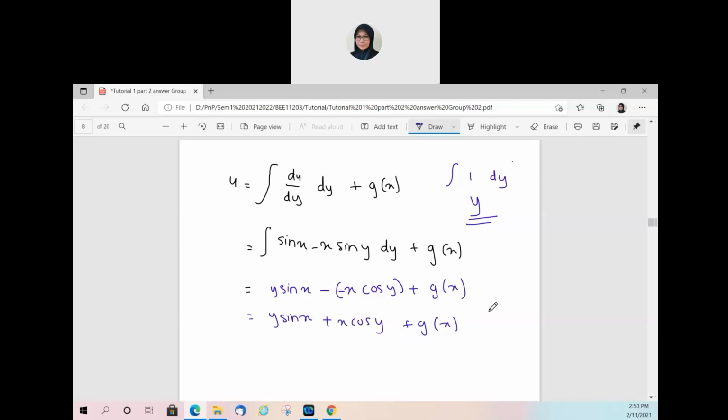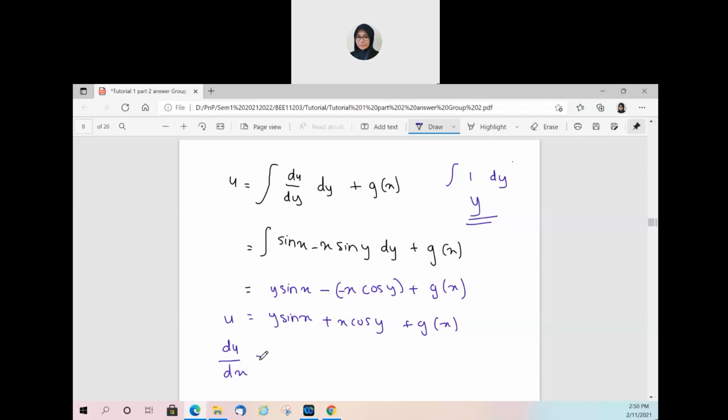Okay, up to this, any question? Tak ada. Okay. So now this is our u. Just now we integrated dy, and then we want to find g(x). Now we have to differentiate this equation du with respect to dx.